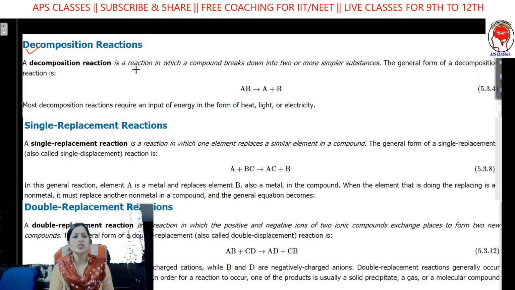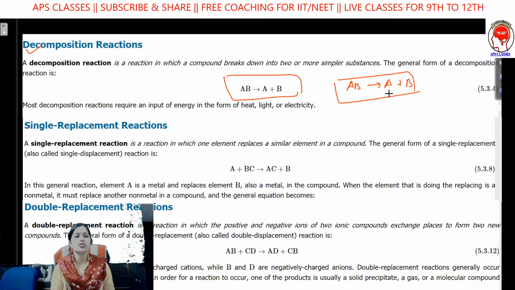A decomposition reaction is a reaction in which a compound breaks down into 2 or more simpler substances. The general form of the decomposition reaction is AB gives rise to A plus B. So this is the decomposition reaction. Most decomposition reactions require an input of energy in the form of heat, light, and electricity.